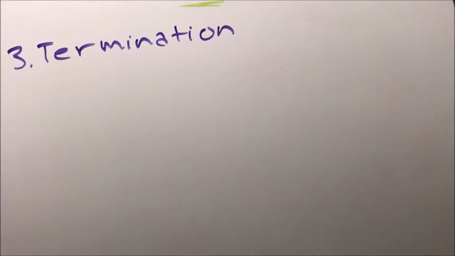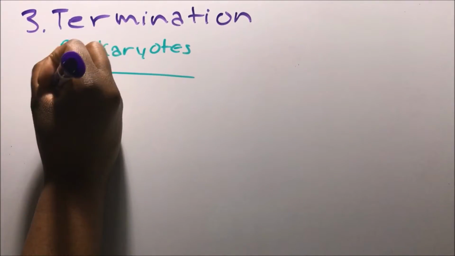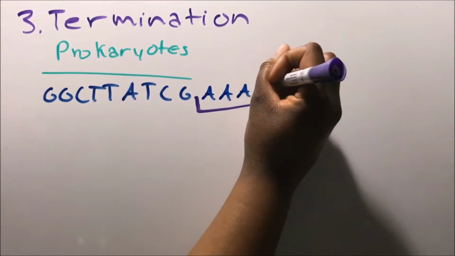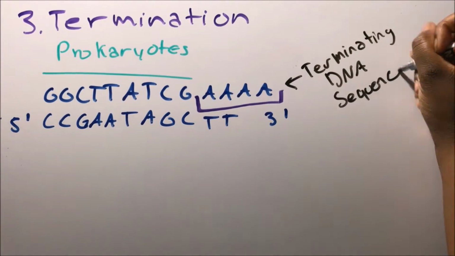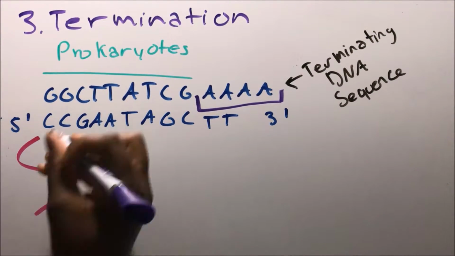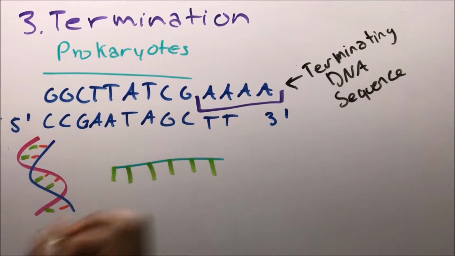Termination is the third and final stage of transcription. This process has the most variation between prokaryotic and eukaryotic cells. In prokaryotes, a DNA sequence known as the terminator causes the RNA to disengage from the DNA sequence. The DNA then completely reforms its double helix shape, and the mRNA sequence is free to move on to translation, the next step of protein synthesis.